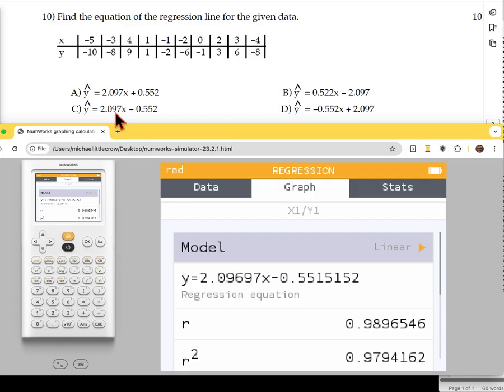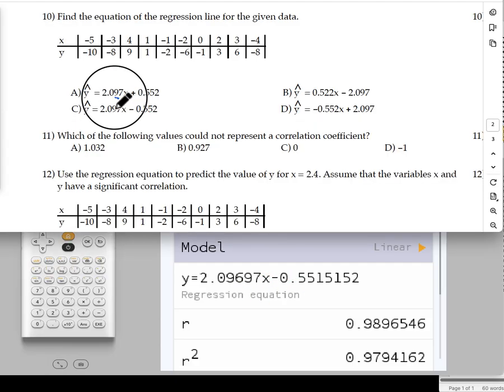So it's one of these two. There's the slope, minus 0.552, minus 0.552, not plus, minus. So the calculator did it for us. We're going to go with C.